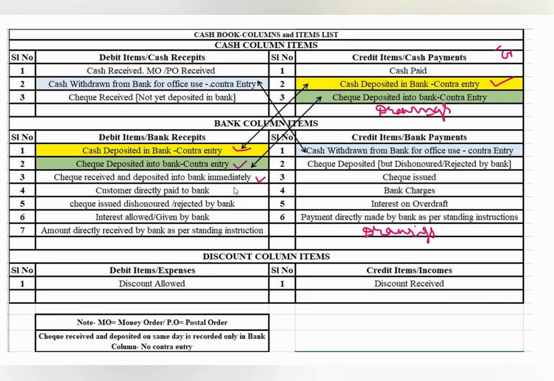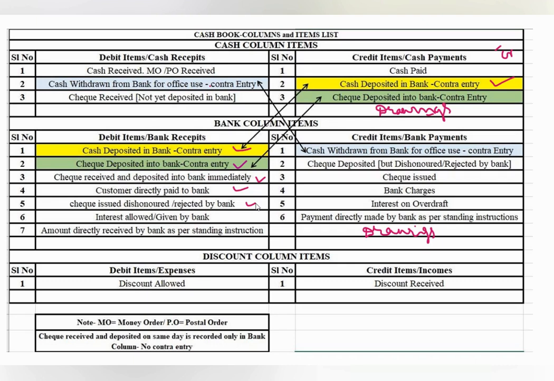Okay, next, customer directly paid to the bank. The customer has deposited the money directly into our bank using Paytm, PhonePe, like that. They have directly deposited the money. That means in the bank the amount is increasing. Next, cheque issued, dishonored or rejected by the bank.